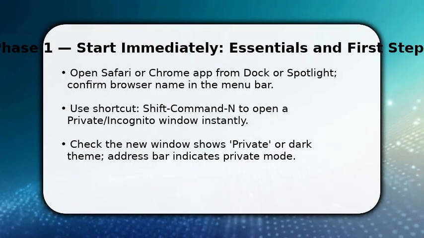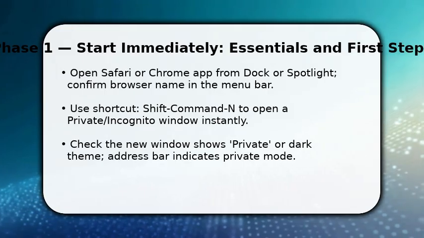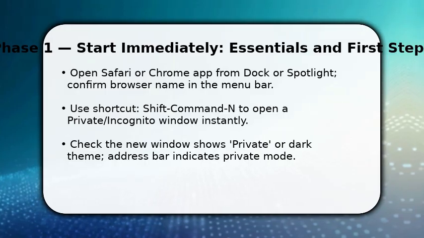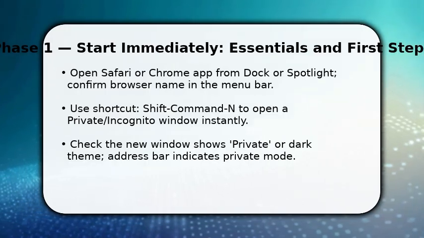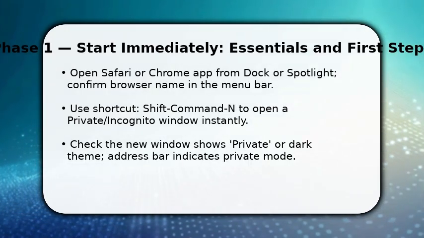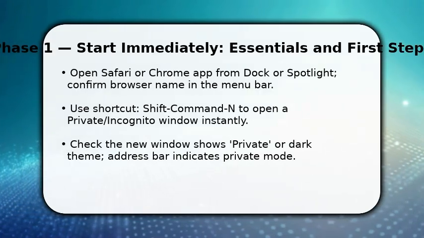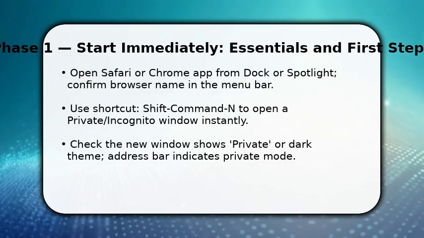You begin in the browser you use every day. You do not need system settings. Open Safari or Chrome and then press Shift-Command-N. That creates a private or incognito window. Once done, make sure the window's appearance changes. Safari shows a darker address bar, Chrome labels it incognito.